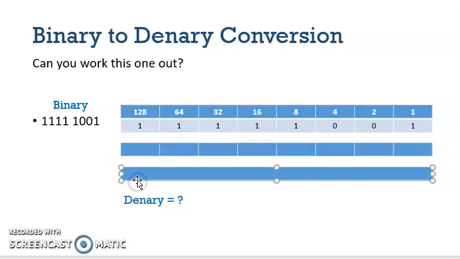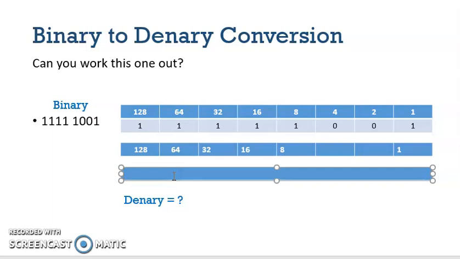And therefore my sum is 128 plus 64, because there's 1 in these boxes, plus 32 plus 16 plus 8. I'm going to skip out the 4 because there's a 0, and the same with the 2, plus 1. And so all that's left to do then is add those numbers together in order to get our denary value.